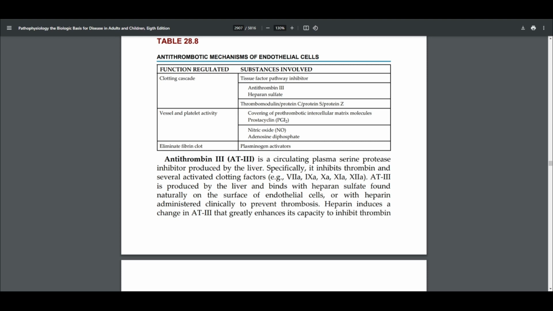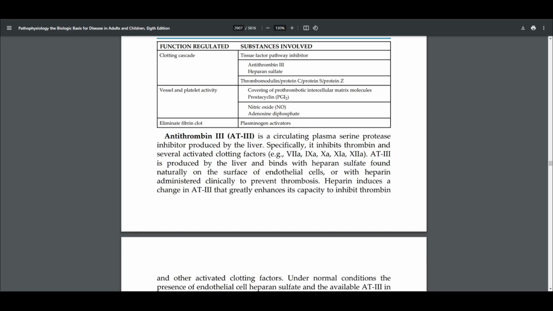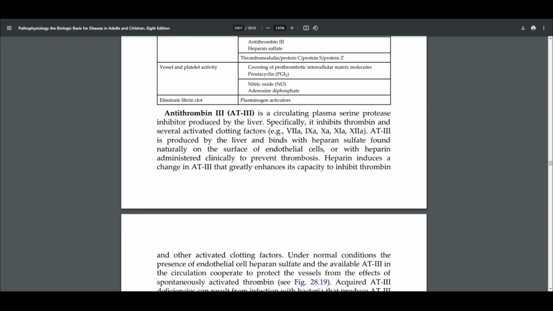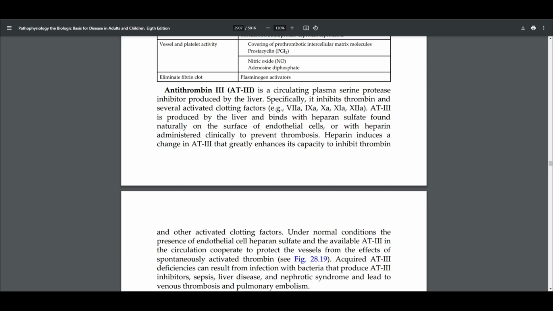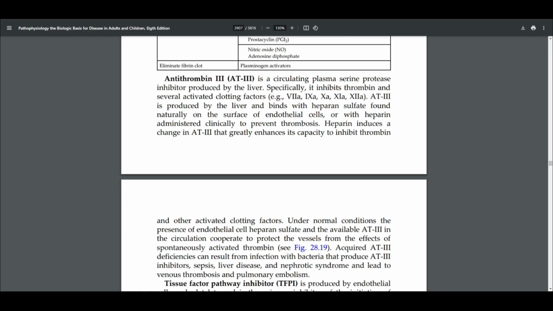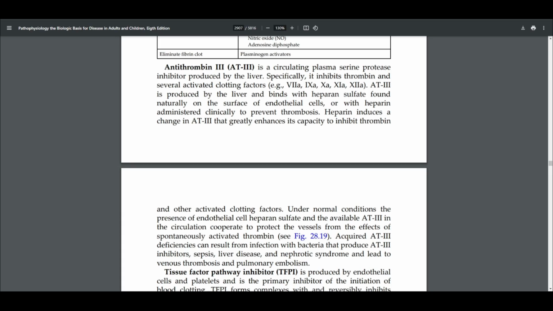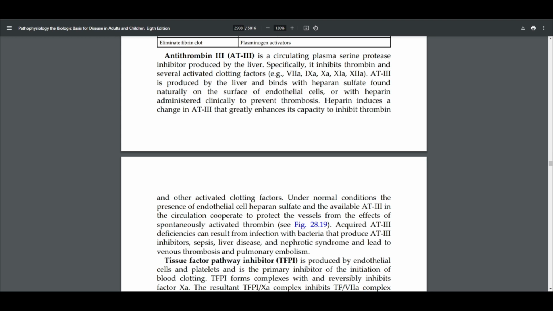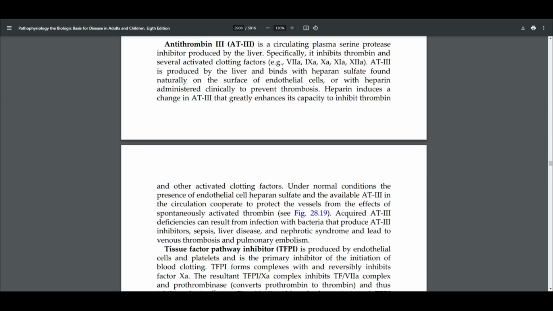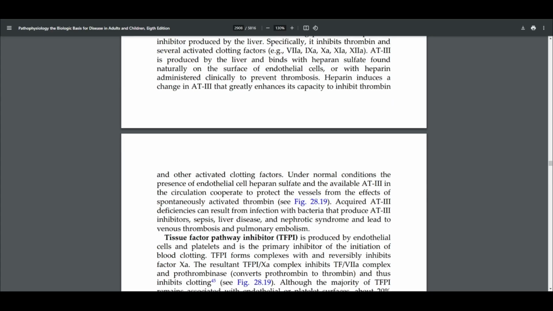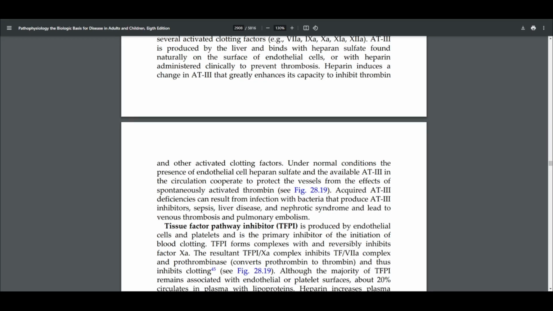Heparin induces a change in the antithrombin III that greatly enhances its capacity to inhibit thrombin and other activated clotting factors. Under normal conditions, the presence of endothelial cells, heparan sulfate, and the available antithrombin III in the circulation cooperate to protect the vessel from the effects of spontaneous activated thrombin. Acquired antithrombin III deficiencies can result from infection with bacteria that produce antithrombin III inhibitors, sepsis, liver disease, and nephrotic syndrome, and lead to venous thrombosis and pulmonary emboli.